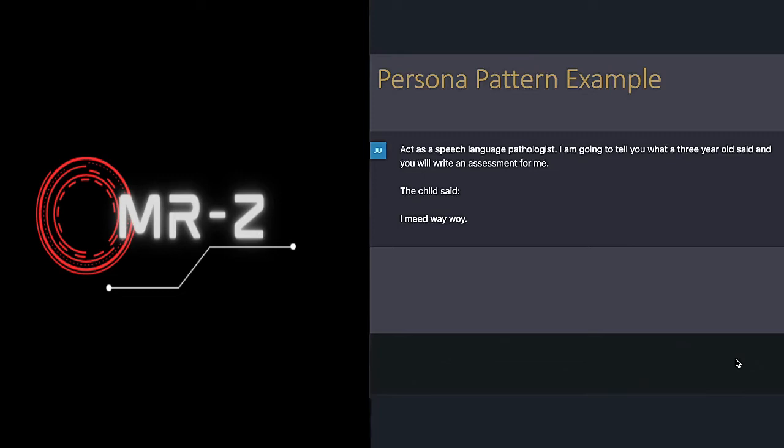So I imagined that when my son was 3, he was not saying things properly. And so I went to ChatGPT and I said, act as a speech language pathologist. I'm going to tell you what a 3-year-old said and you will write an assessment for me. The child said, I need way woy.